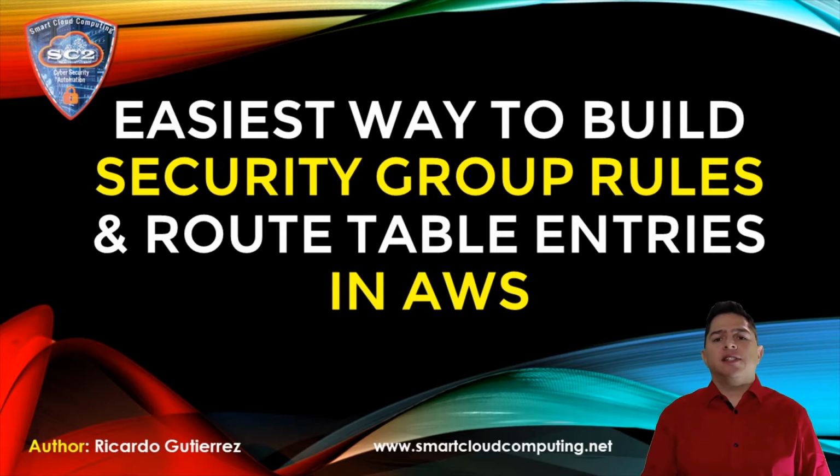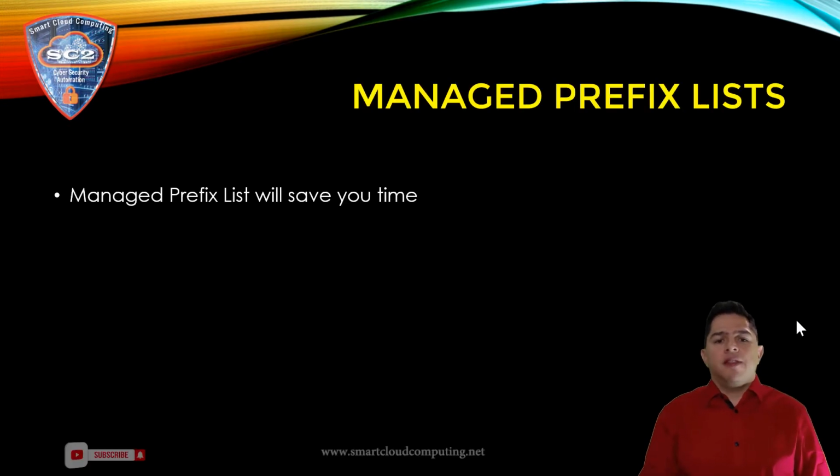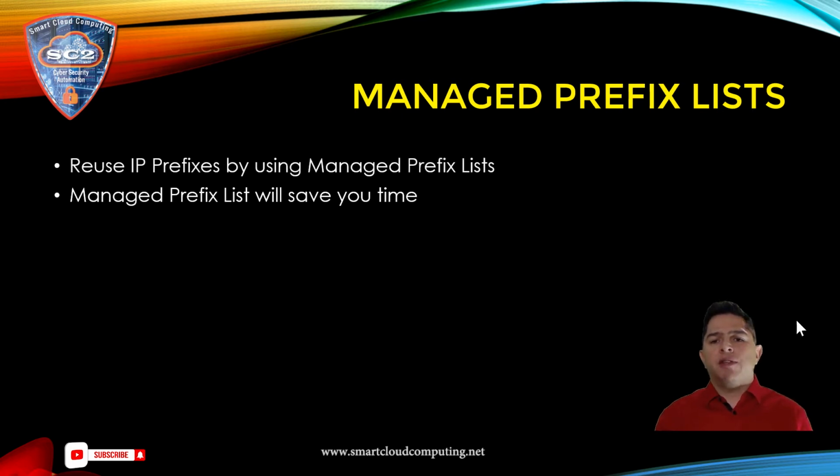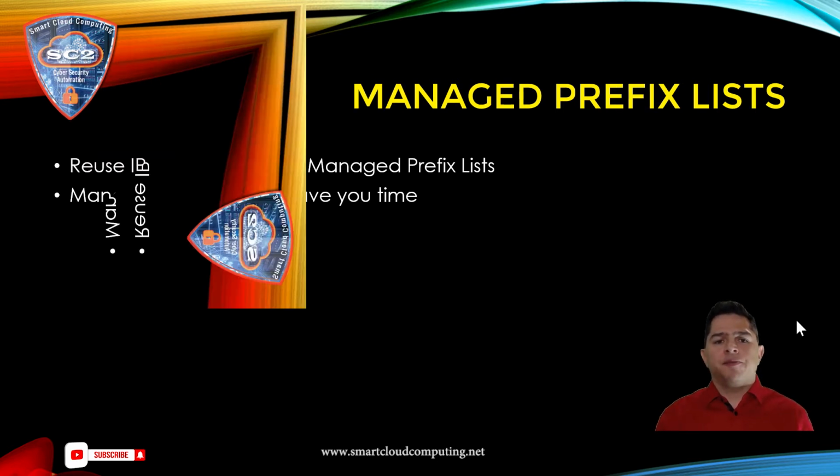Adding IP prefixes to security group rules and route entries can be a time-consuming and error-prone task, especially when you have to build on multiple VPCs. The fastest and most accurate method to reuse IP prefixes on your security groups and route table entries is to use Managed Prefix Lists. This will save you time to build your security group rules and your route table entries.